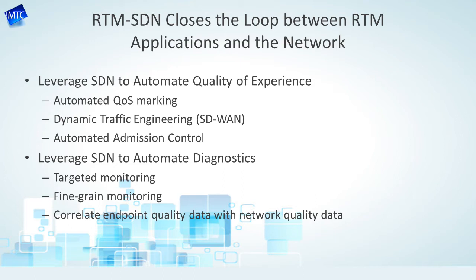And then the second part of that is to let applications, the RTM applications themselves, communicate their perspective of the quality with the underlying network, so the network can correlate network-specific information with endpoint-specific information or application-specific information, and hopefully get a better understanding of what's at the root of some of the quality problems that we may be experiencing.